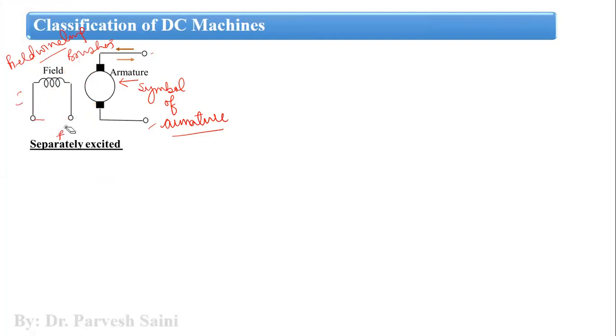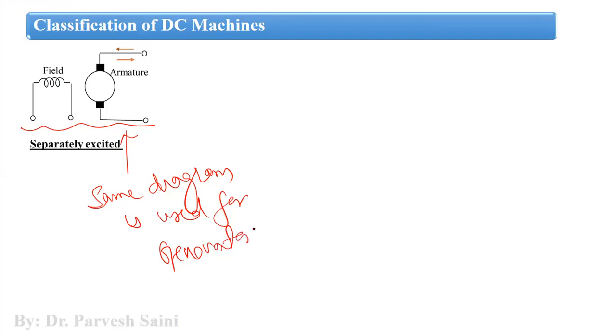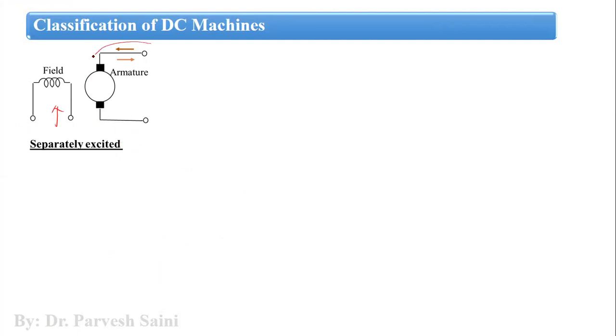As this is the symbol of the armature here, you can see that the same diagram is used for a DC generator and a DC motor. So how will you identify whether it is a generator or a motor? That depends on the armature system. That is why we call it a separately excited DC machine.